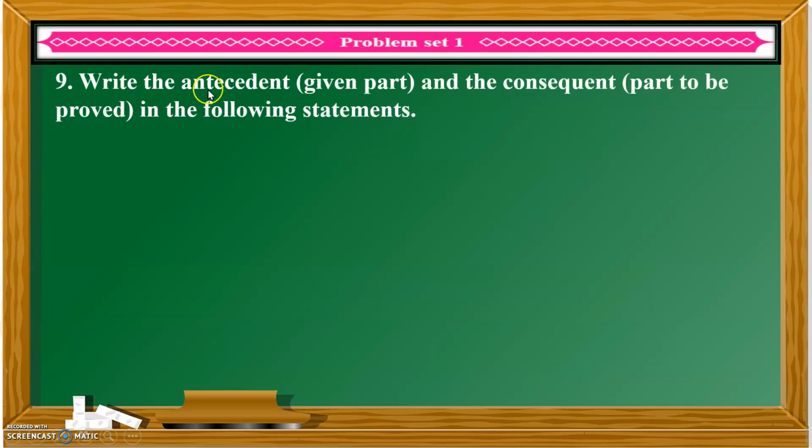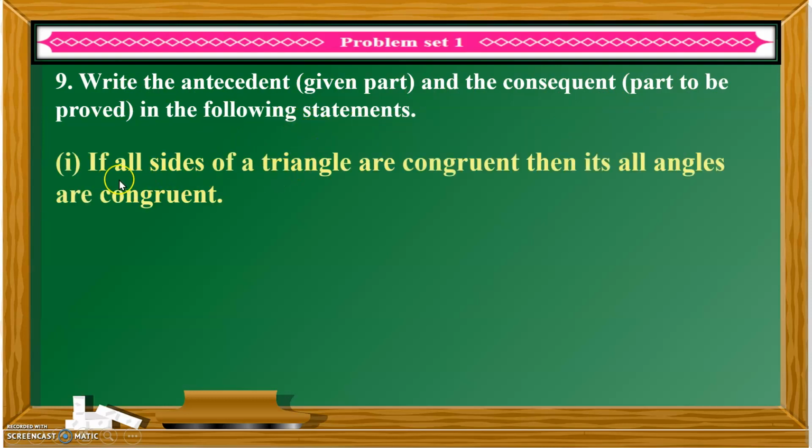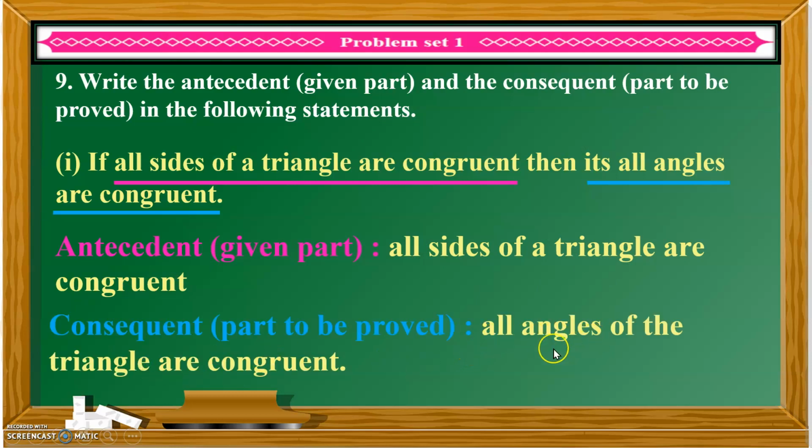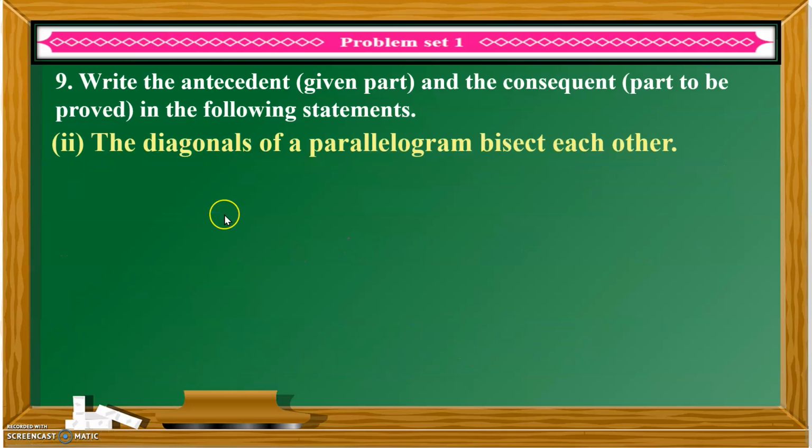Now let's go to the next question, question number 9, which says: write the antecedent or the given part and the consequent part or the part to be proved in the following statements. Let's take the first question. If all sides of a triangle are congruent, then all its angles are congruent. Now we know what the antecedent is. Antecedent is the part that comes after if, and the consequent is the part that comes after then. So let's write these parts as separate answers. That is, antecedent: all sides of a triangle are congruent, and consequent: all angles of the triangle are congruent.